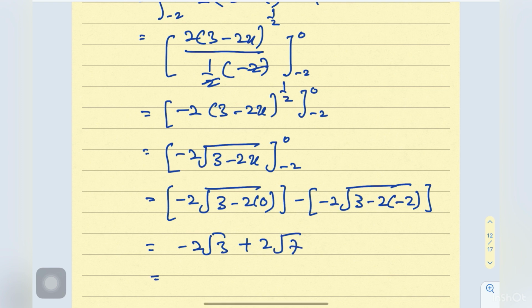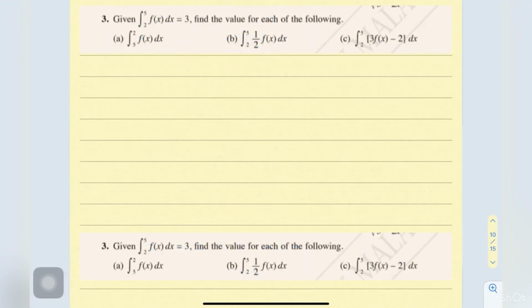Okay, so this one is 1.8274. Okay, now question number 3. Given the integral from 2 to 5 of f(x) dx equals 3. Find the value for each of the following.